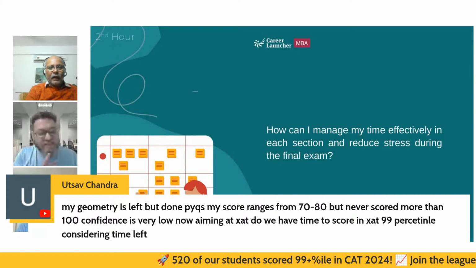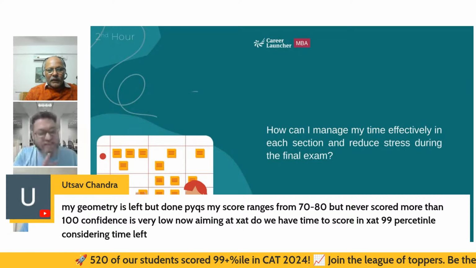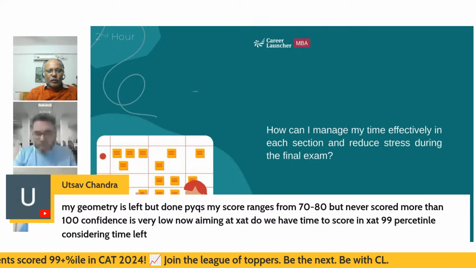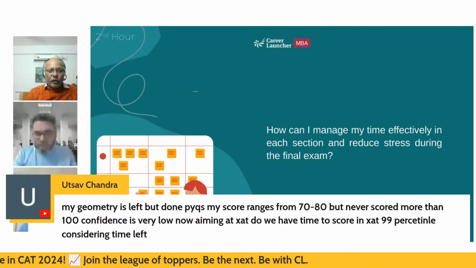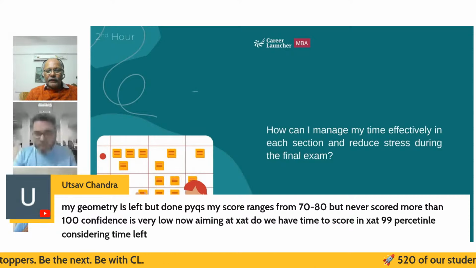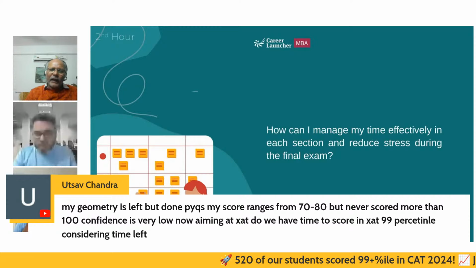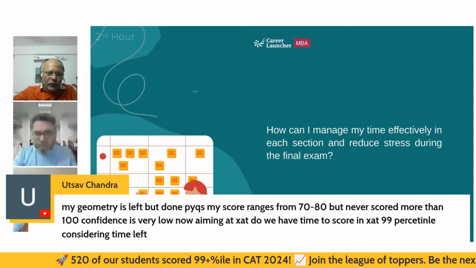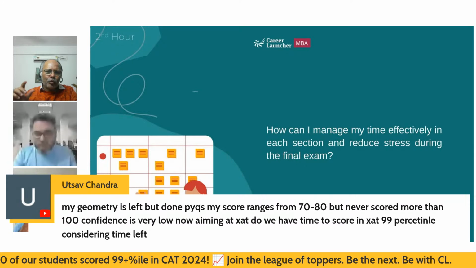This one, I think. My geometry is left, but on PYQs my score ranges from 70 to 80, but never scored more than 100. Confidence is very low now, aiming at XAT. Do we have time to score a XAT plus? Utsav, forget XAT, you have a lot of time for CAT and XAT. Whatever you have done for CAT is good enough for XAT. It's just you need to make a few tweaks here and there.